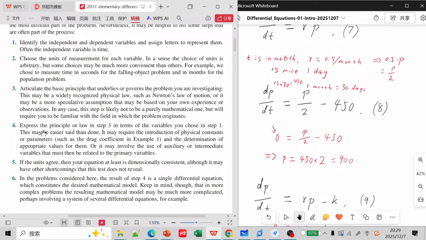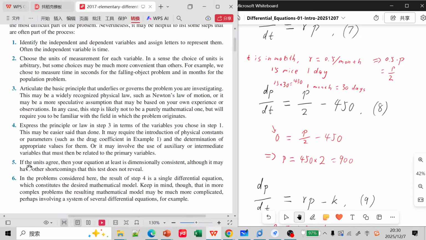4. Express the principle or law in step 3 in terms of the variables you chose in step 1. This may be easier said than done. It may require the introduction of physical constants or parameters such as the drag coefficient in example 1 and determination of appropriate values for them, or it may involve the use of auxiliary or intermediate variables that must then be related to the primary variables.